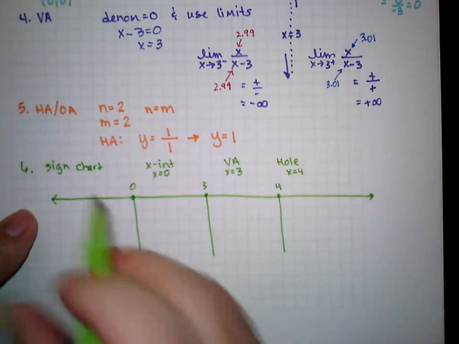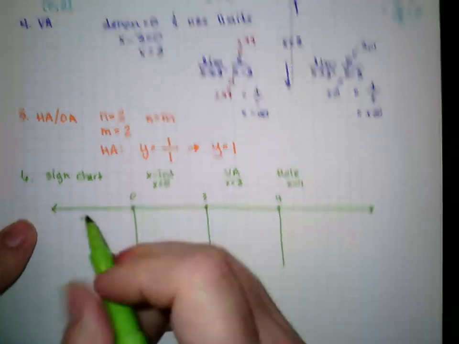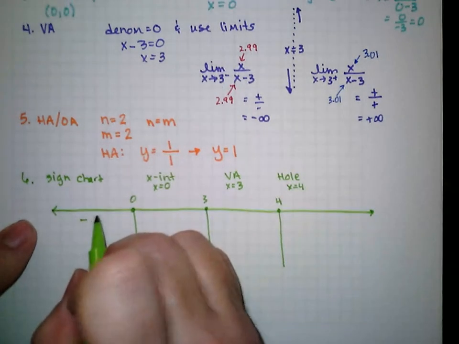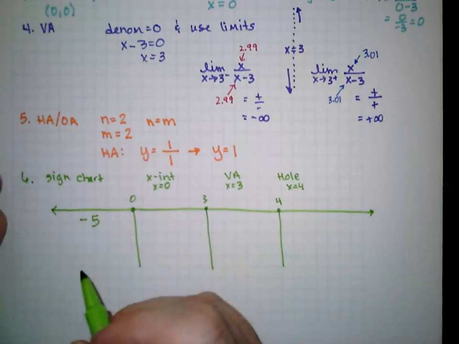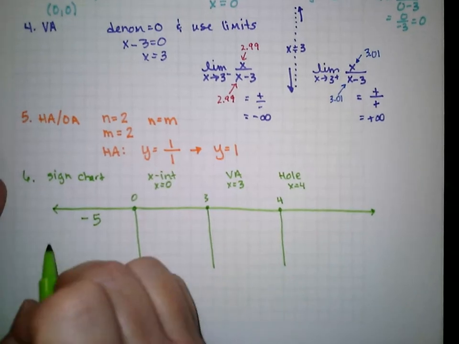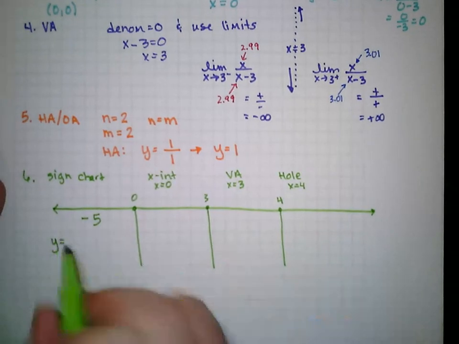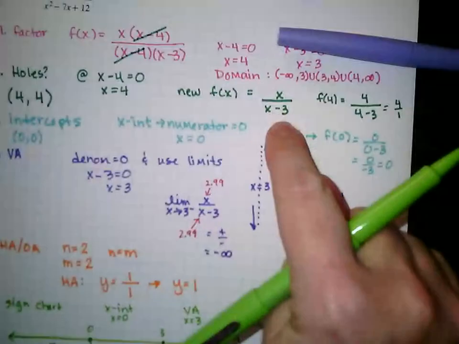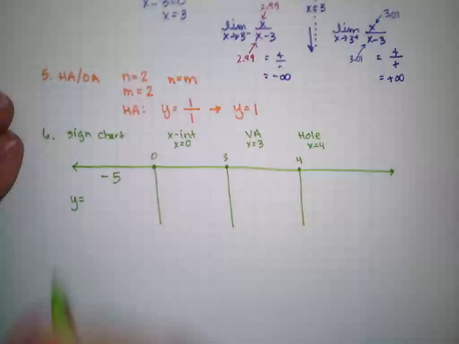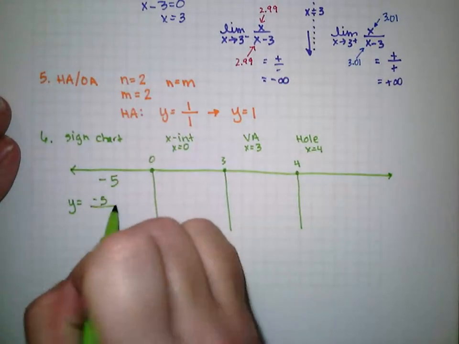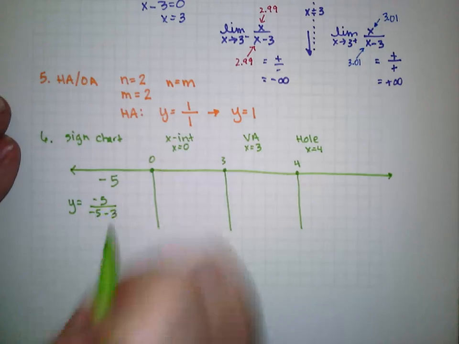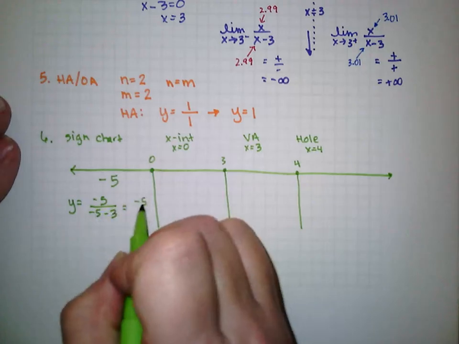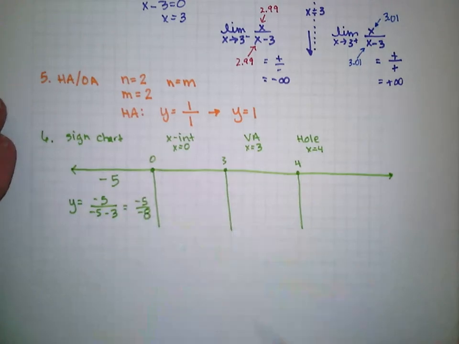So it really makes no difference. Negative 5, I don't know. I just kind of chose a number. And we want to plug this into the simplified function, which was x over x minus 3. So we got negative 5 over negative 5 minus 3, which is negative 5 over negative 8.